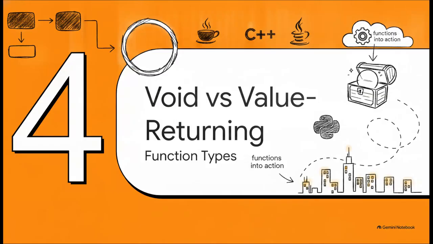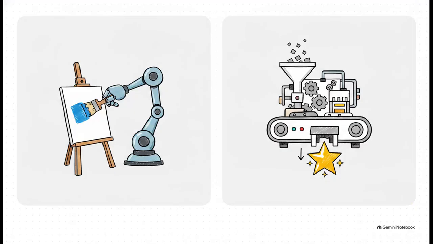And our last section, number 4, void versus value returning functions. Across all of these languages, you really have two primary behavioral choices for your functions. First, you have void functions. Think of these as your action takers. They simply execute a task, like printing a name to the screen or changing a color, but they don't actually give any data back to the main program.